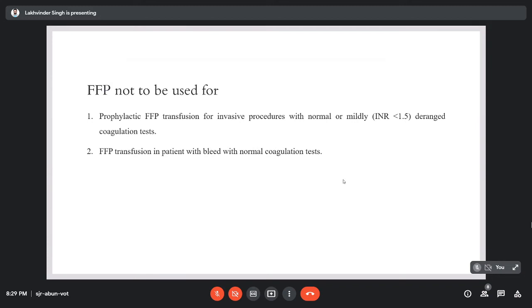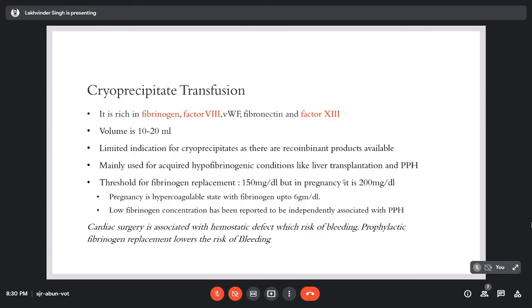And FFP transfusion will deal with normal coagulation. This is again controversial. In this particular case, we are giving FFP not for the coagulation test. We are giving FFP to decrease the chances of coagulopathy, because bleeding is there, and dilutional coagulopathy may occur. To prevent the coagulopathy, we can give FFP, not to correct the coagulation test.